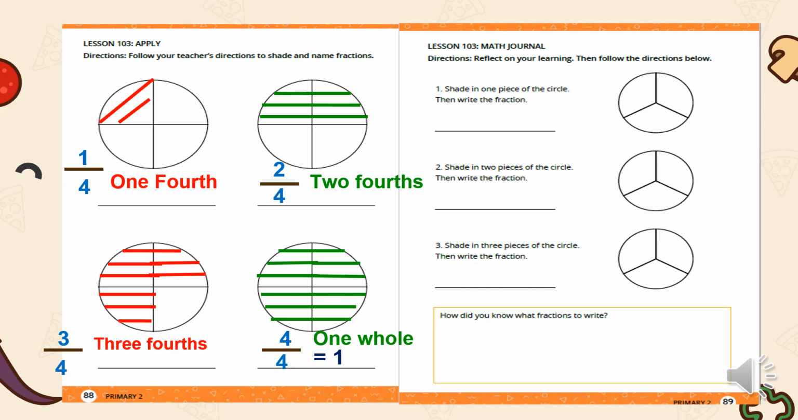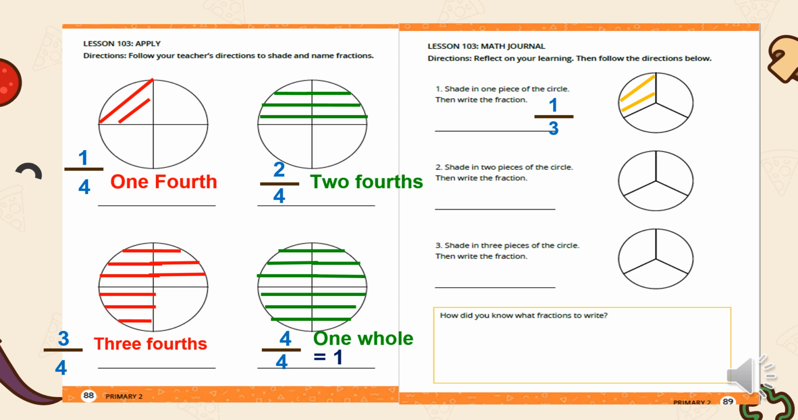Next page, number 1, shade one piece of the circle. Then write the fraction. So we are going to shade one piece. Now we have one color part over the total parts, which is 3. So the numerator is 1 and the denominator will be 3. The name of the fraction is 1/3.